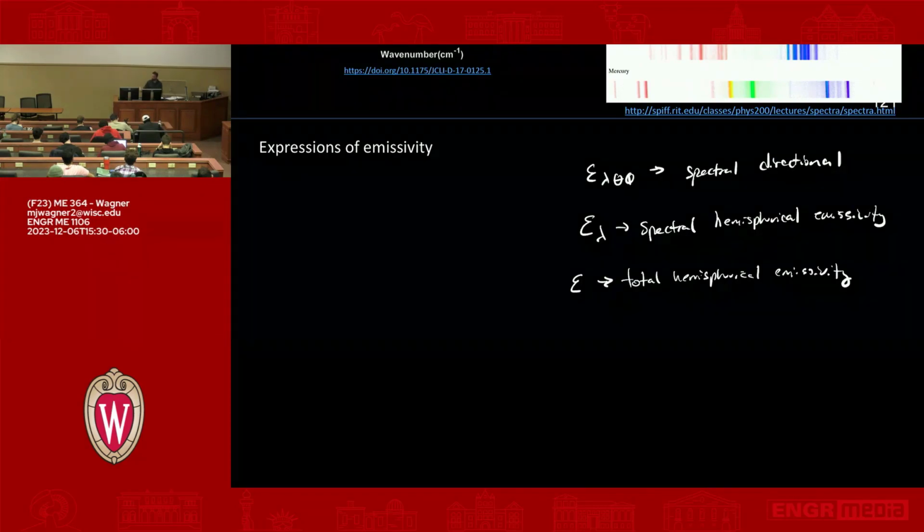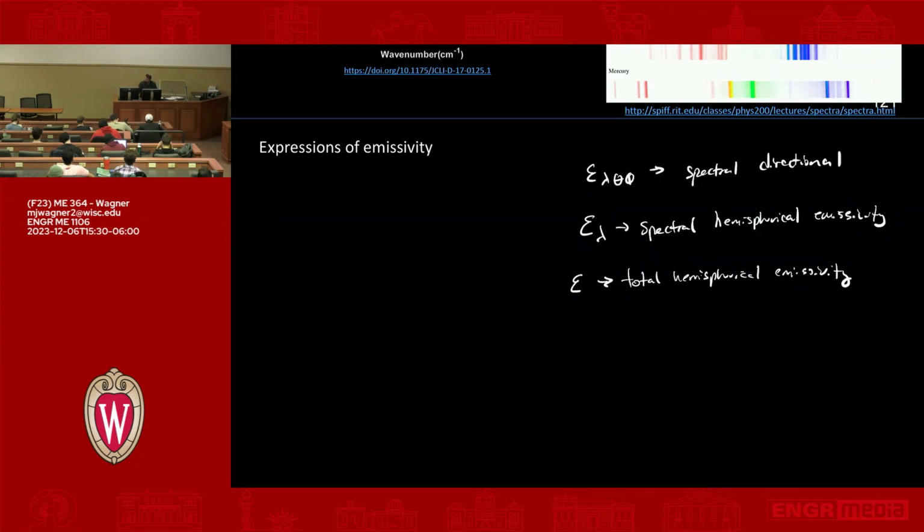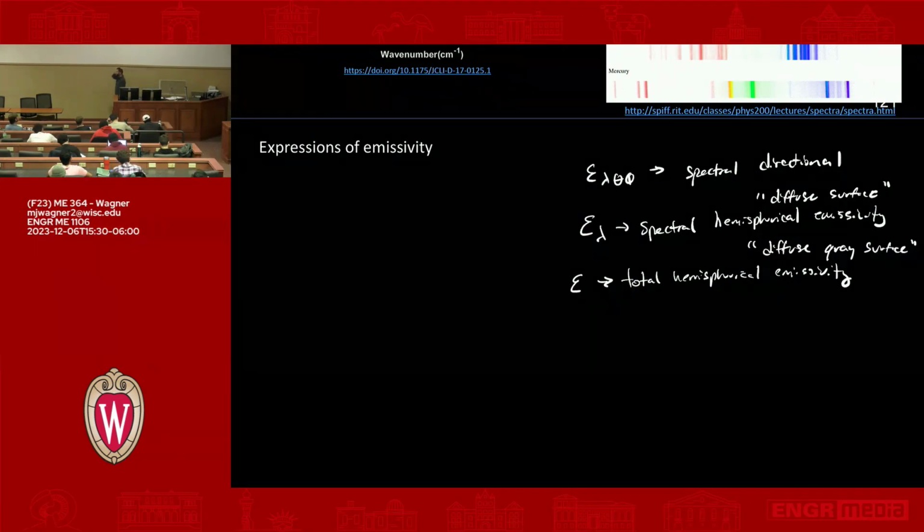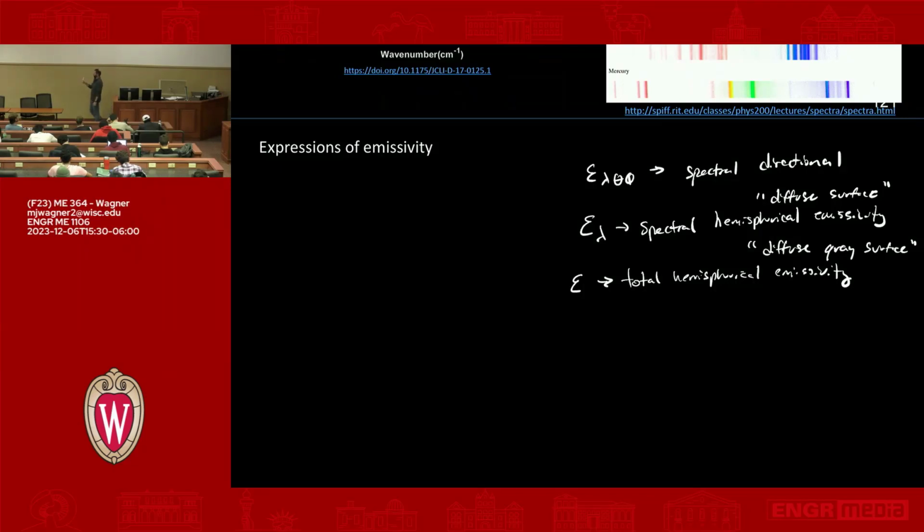Another word for this second one up here, I'll just write it above it, is a diffuse surface. Down here, this is something called a diffuse gray surface. All right? So think about that for just a second.